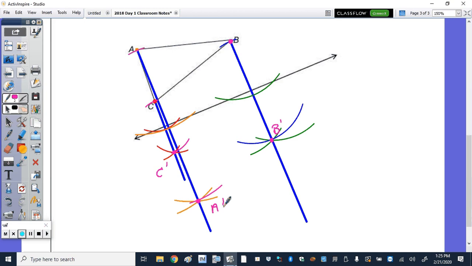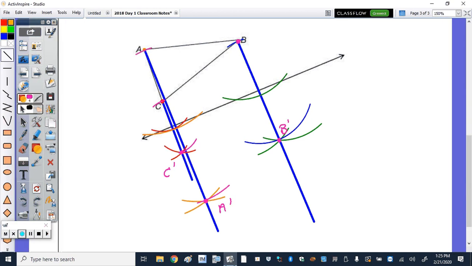All right, so yeah, this is probably the hardest one of the unit. So let's draw this now in green. Let's connect A prime to B prime to C prime, and then C prime to A prime. And there you have it. That's the reflection of that triangle through that line.